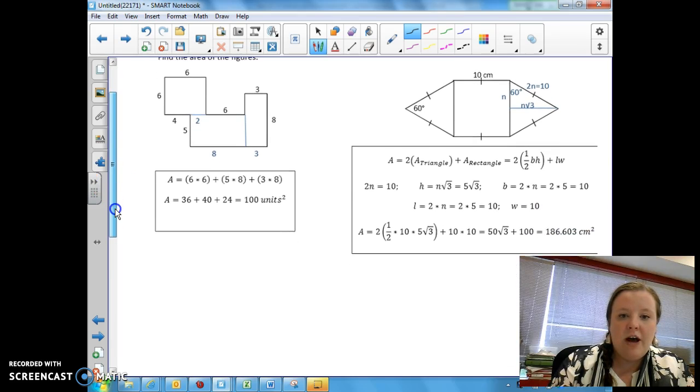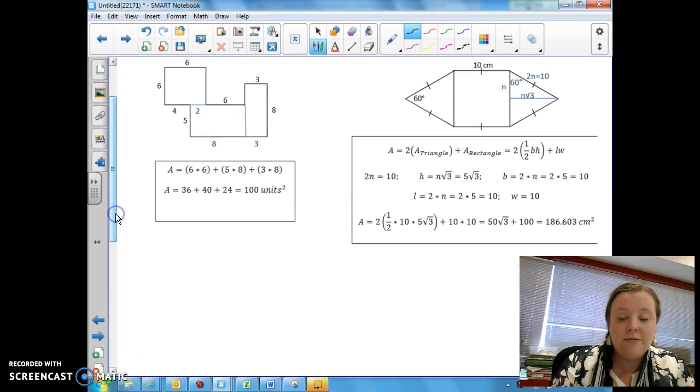Okay, next we've got 2 composite area problems. Easiest way to deal with these is break them up into shapes. As you can see here, this funky looking thing breaks up into 3 beautiful rectangles. I've shown you how I've divided mine.